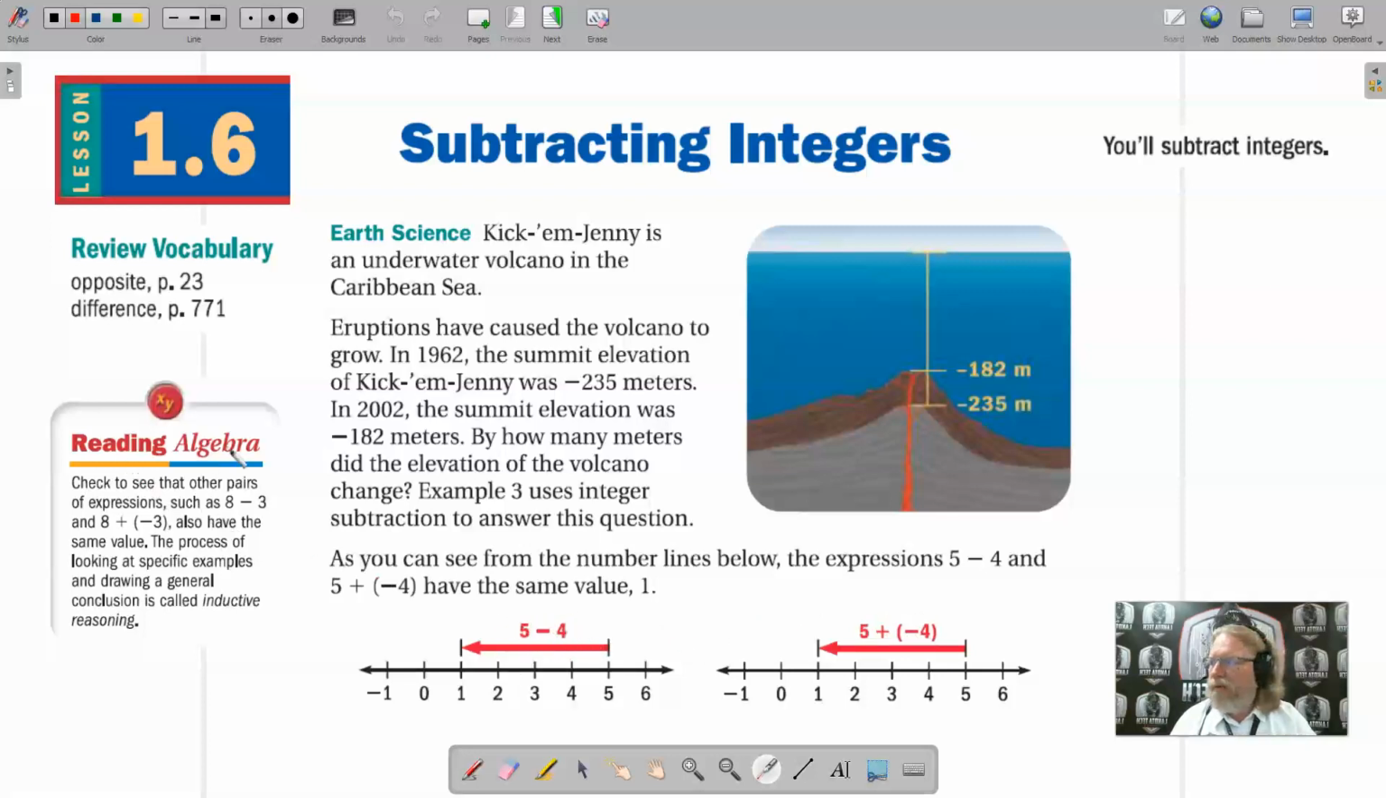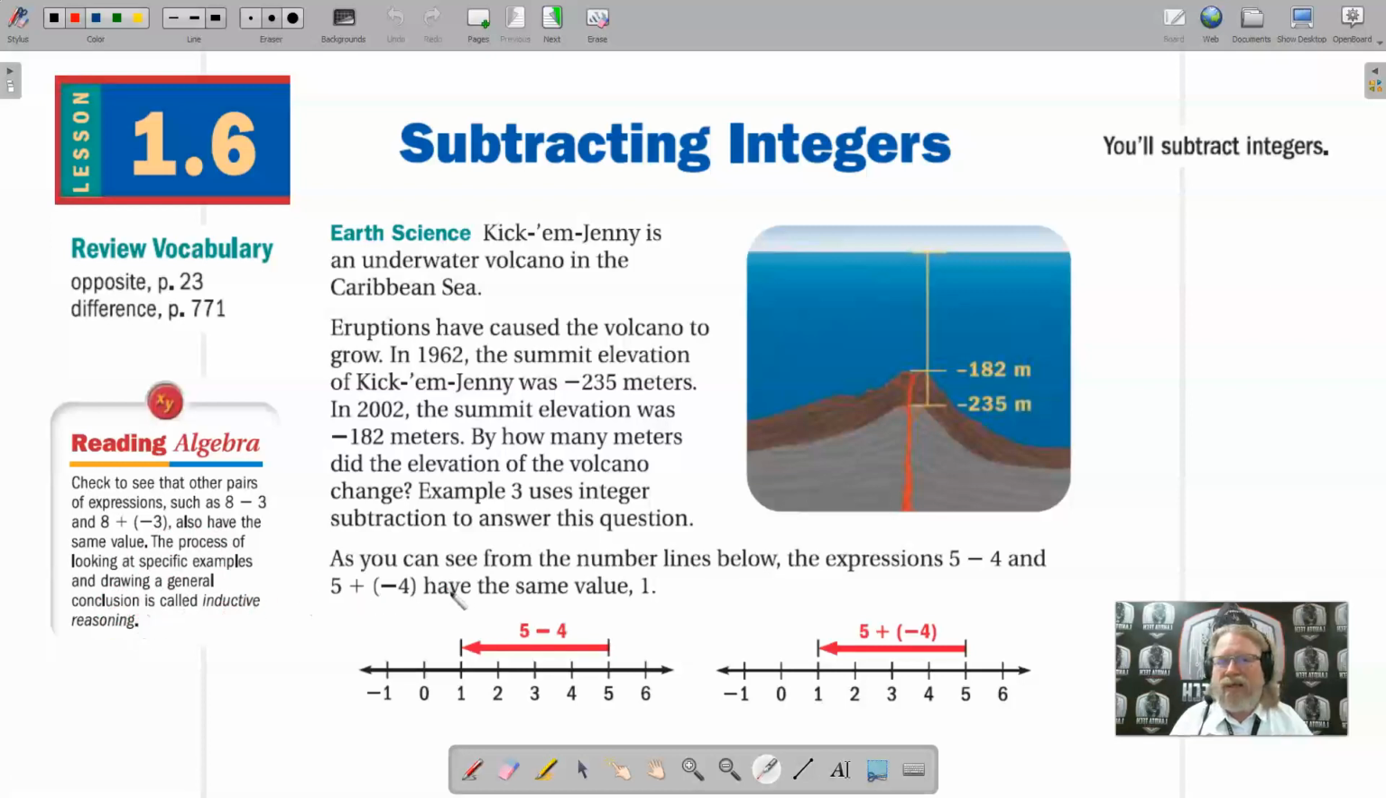Now if we look over here in the reading algebra section, you can check to see the other pairs of expressions, such as 8 minus 3 and 8 plus negative 3. So they changed the sign, took the opposite of 3, which is negative 3, and these two expressions also have the same value. The process of looking at specific examples and drawing a general conclusion is called inductive reasoning.